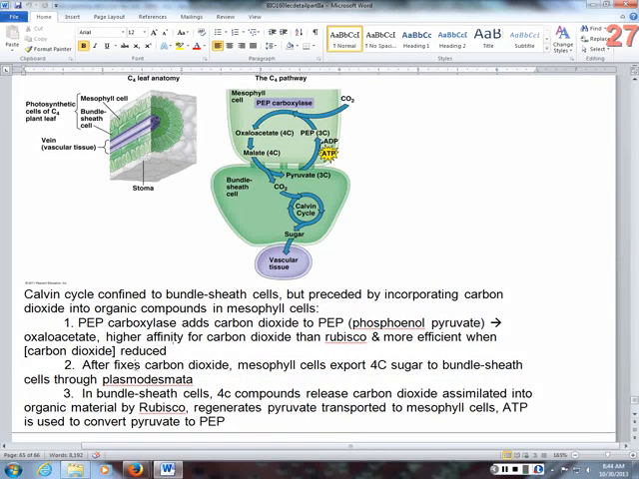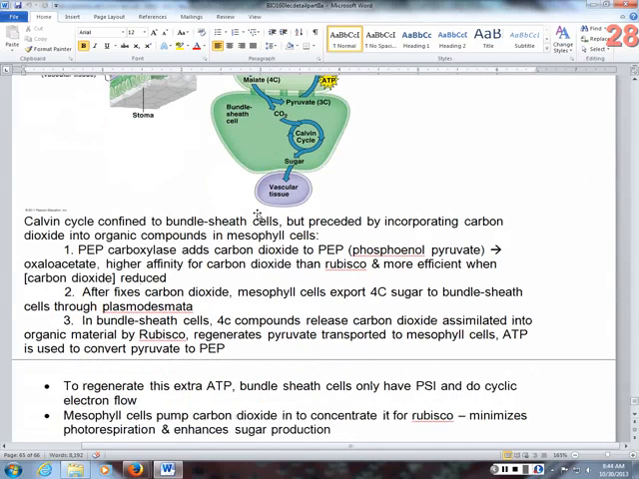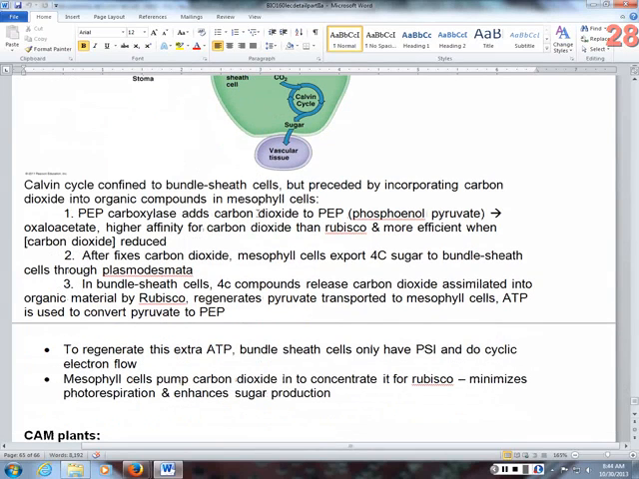I'm not really worried about you knowing exactly where in the cell these things move. You've got your mesophyll and your bundle sheath cells. You've got one of the processes occurring in the mesophyll, and then other processes occurring in the bundle sheath cells. This is an example of where the bundle sheath cells only have photosystem 1, and they'll do cyclic electron flow. By having the cyclic electron flow, they don't have to worry about having the electrons go with the hydrogen and losing the water as much.